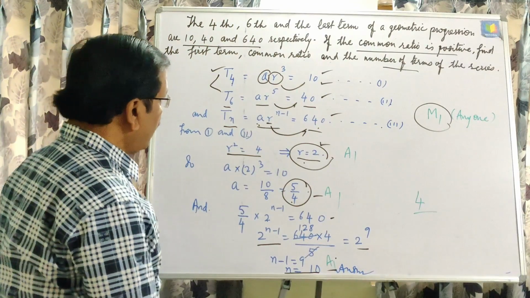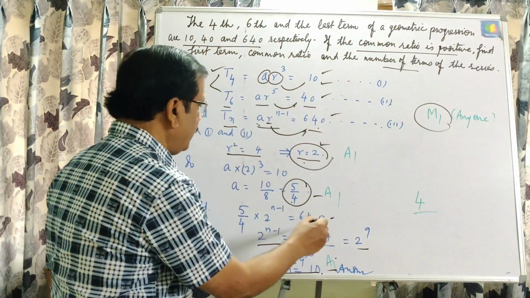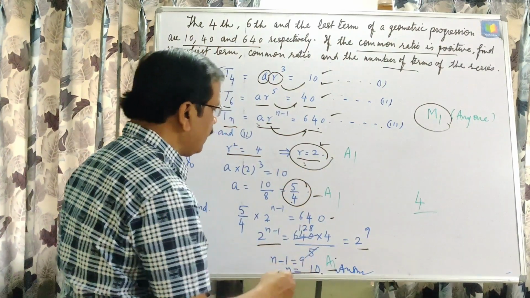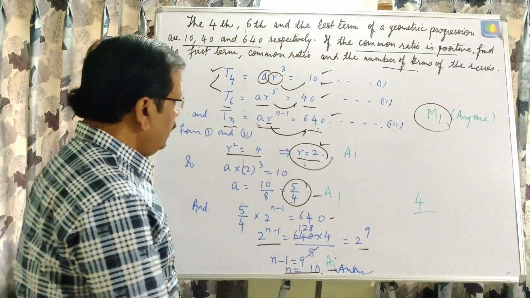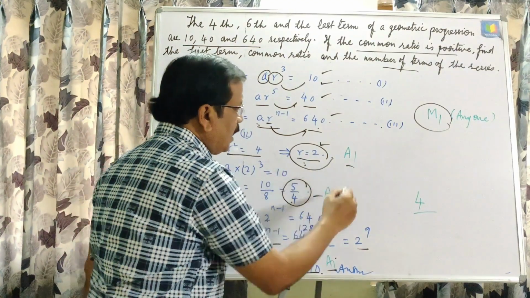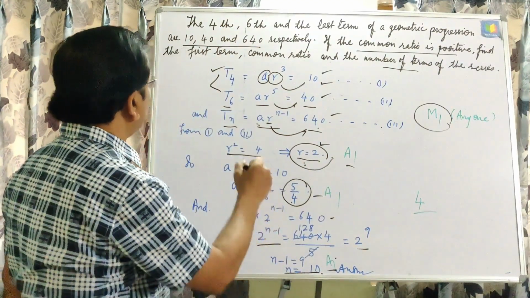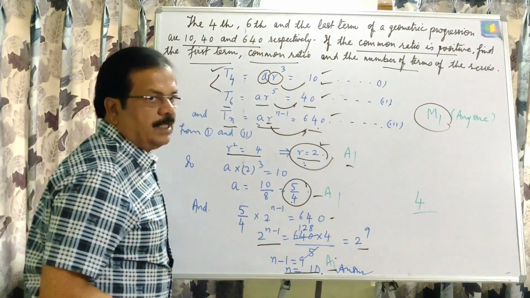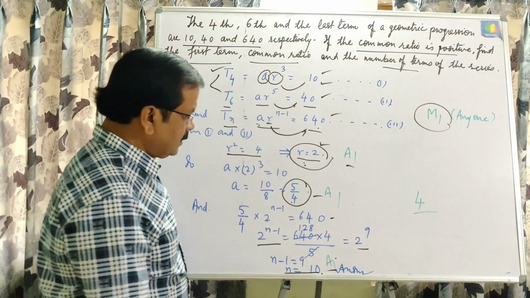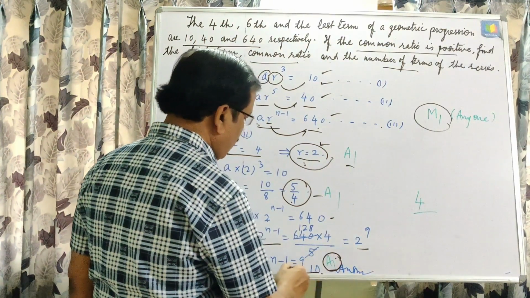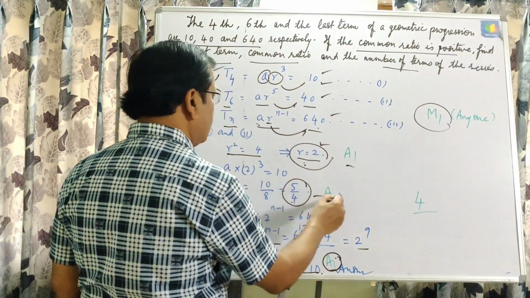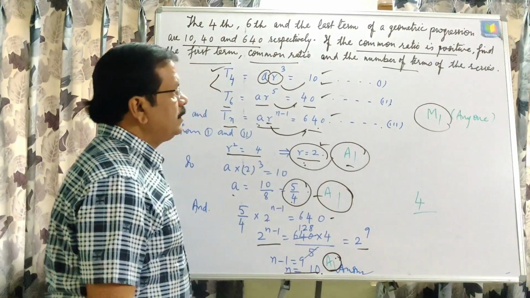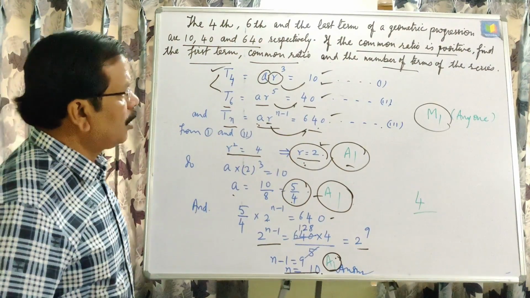Okay, after finding this, if you are not finding the value of R, without finding this, if you are finding this value, it means one answer mark will be lost, because in your question you are asked for the first term, common ratio and number of terms, and that is why each answer mark is given. One answer mark on n is equal to 10, one answer mark on first term, one answer mark on common ratio, but this should be positive. This is all about this question.